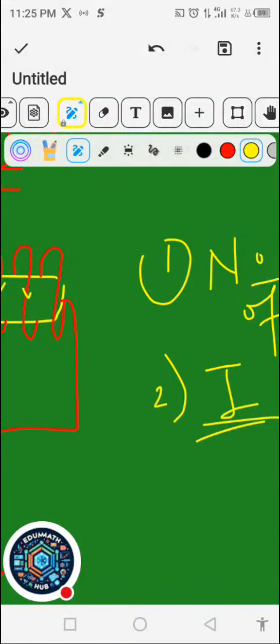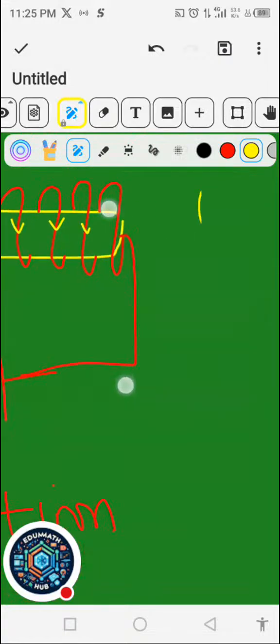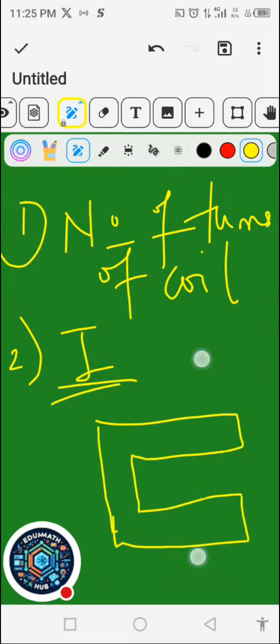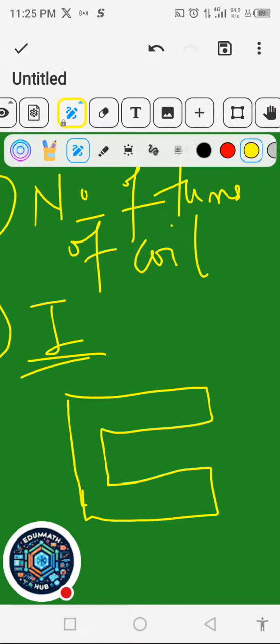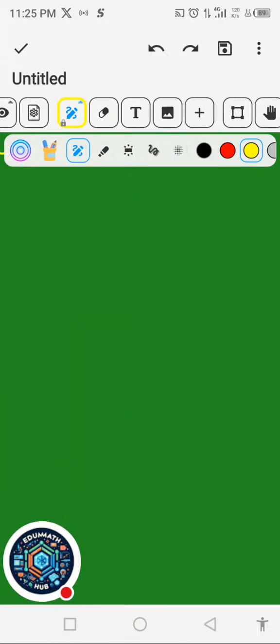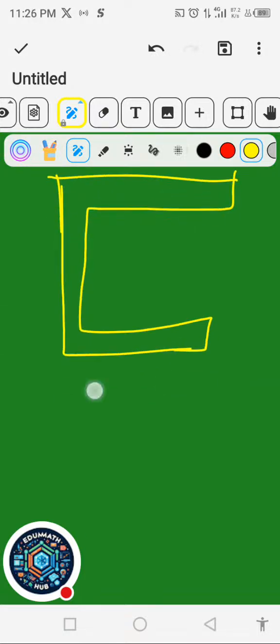Then the next one is if the poles are made closer. If you use a U-shaped iron bar, something that looks like this, like what is in a transformer, and you wrap the coil around it like this, the strength of this magnet will be higher if the poles are near each other. This is what I mean. Look at this one, and look at this one.